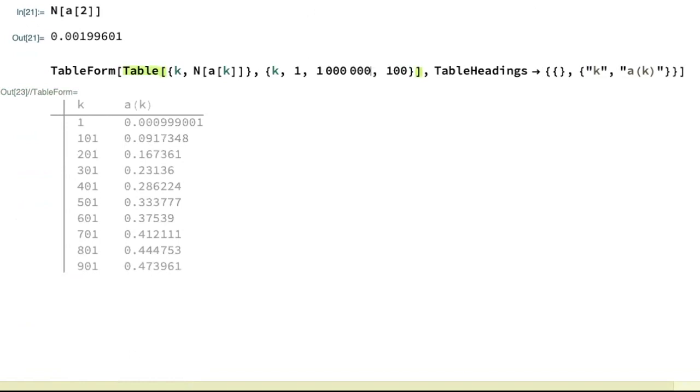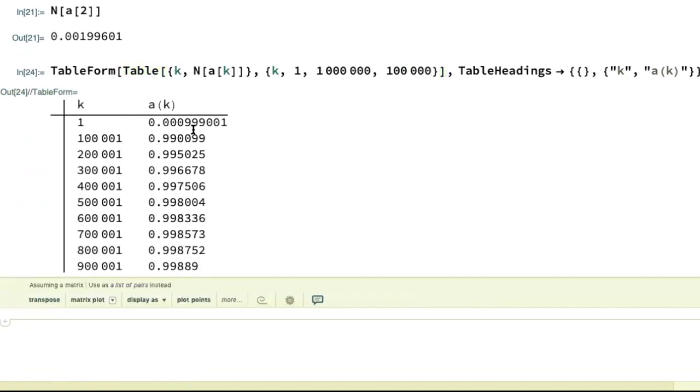If you take some extremely large values, I've told Mathematica to generate the first term in the sequence and then the term that is 100,000 after it. So I'm only looking at every 100,000th term. You can see these do appear to be heading somewhere. They look like they're heading towards 1. Now, it's not important that I know that. It is important that I know that they're not heading to 0.